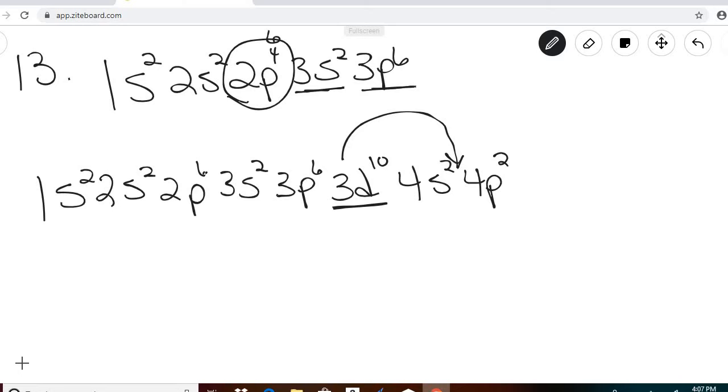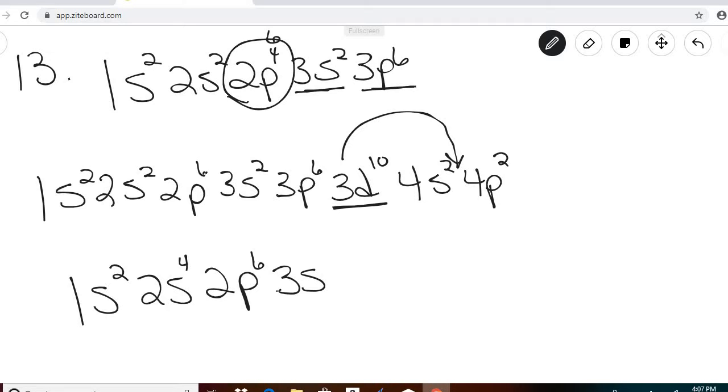And then the next one is 1s2, 2s4, 2p6, and 3s2. The error on this one is right here because the s level can only hold 2 electrons. So the biggest that number can be is 2. It cannot be a 4.